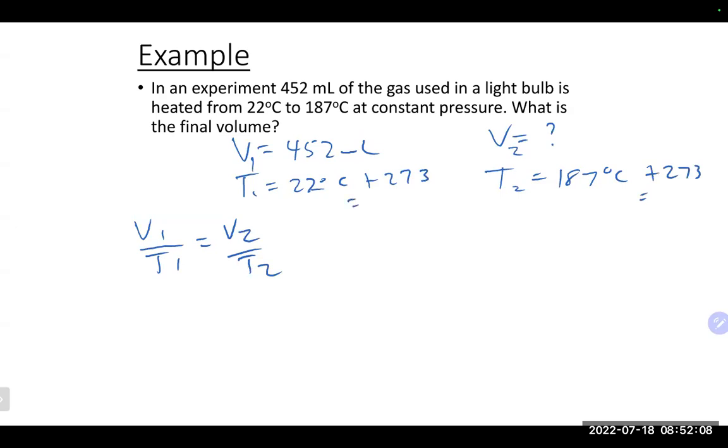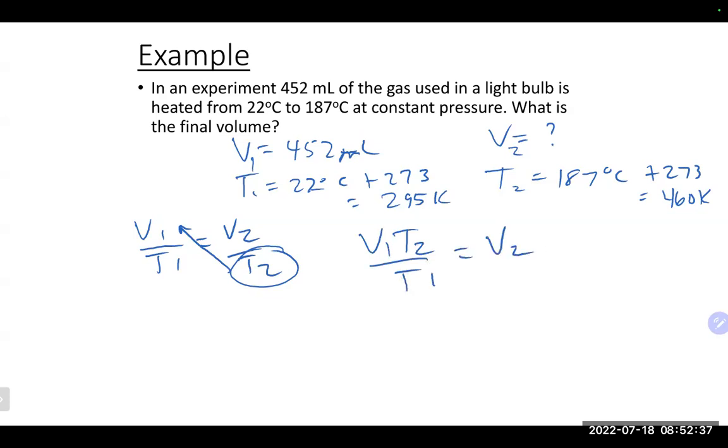We're going to add 273 to both of these temperatures to get them into Kelvin. That would get us 22 plus 273, 295 Kelvin, and 187 plus 273, 460 Kelvin. And obviously, we're going to leave our volume here in milliliters, so we will end up with milliliters at the end. In this case, we're going to move our T2 to the other side, so it goes to the opposite location. That gives us V1 T2 over T1 is equal to V2.